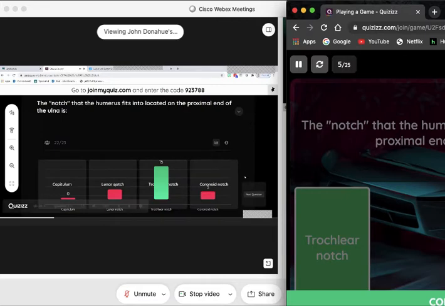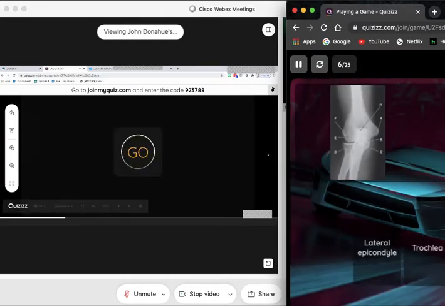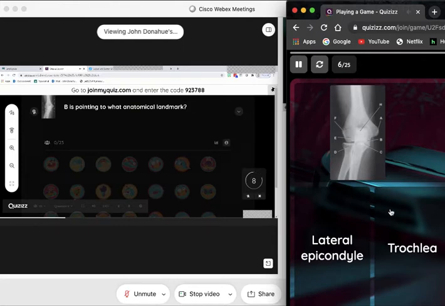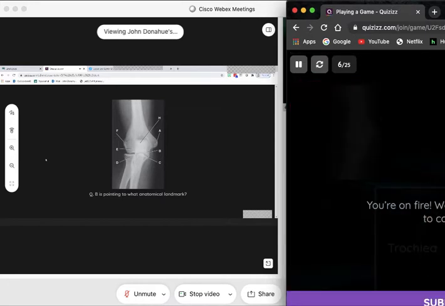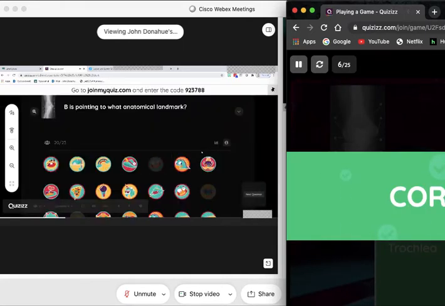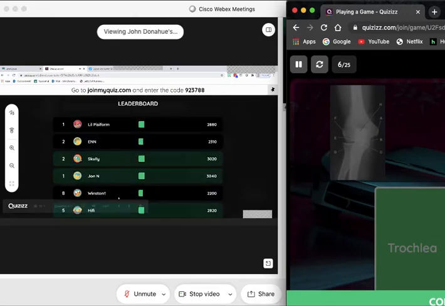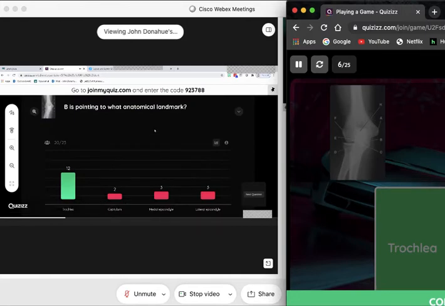Okay. B is pointing to what anatomical landmark? I don't even know. It's going to be the trochlea. The trochlea. If I do this again, I'll make those letters a lot bigger, I promise you. And clearer. And more time. This is a competition. You do not need more time. You gotta think on your feet. Think fast.